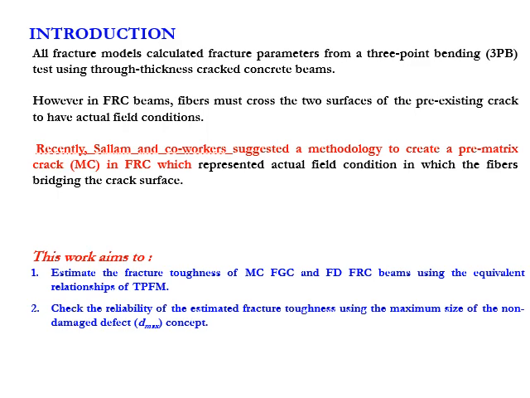However, in fiber reinforced concrete beams, fibers must cross the two surfaces of the pre-existing crack to have actual field condition. Recently, Salam and co-workers suggested a methodology to create a pre-matrix crack in fiber reinforced concrete, which represents the actual field condition in which the fiber bridges the crack surface.